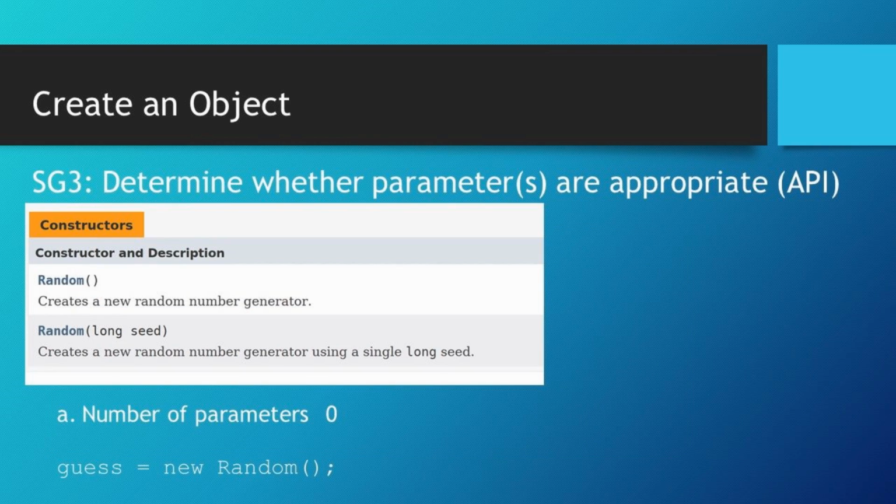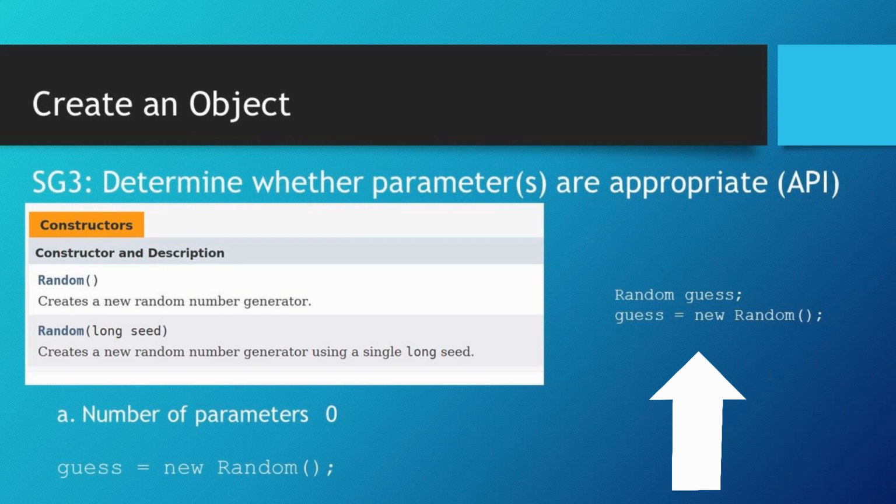In this case, the number of parameters is 0, so we do not need to worry about data types. So the statement stays the same. guess equals new Random, followed by open and close parentheses. Which brings us to our final answer for declaring an object of the class Random. Random guess semicolon. guess is assigned the value new Random, open parenthesis, close parenthesis, semicolon. This will create a new instance of the Random class to be held in the variable guess.